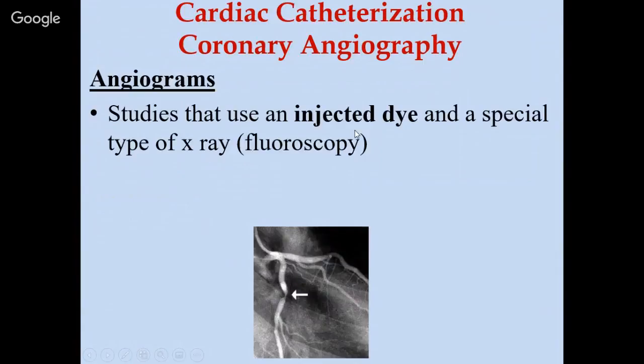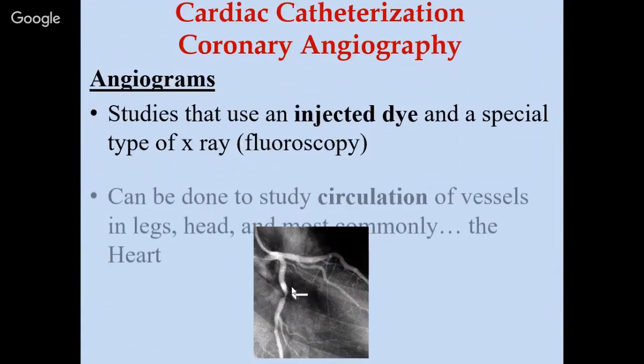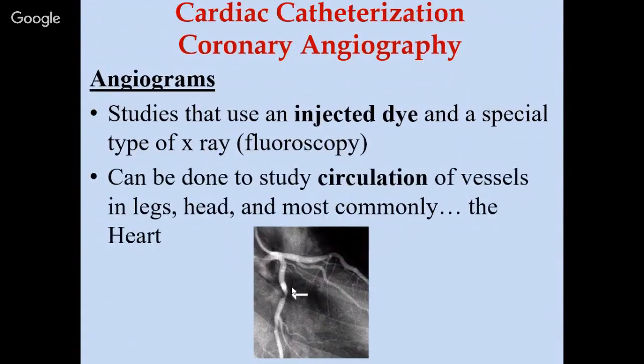Studies that use an injected dye and a special type of X-ray fluoroscopy. Fluoroscopy is like if you had a camera taking a picture of a regular EKG film, and a fluoroscopy is like if you had a video camera doing the X-ray. So it shows motion, constant motion. Circulation of vessels in legs, head, and most commonly the heart.